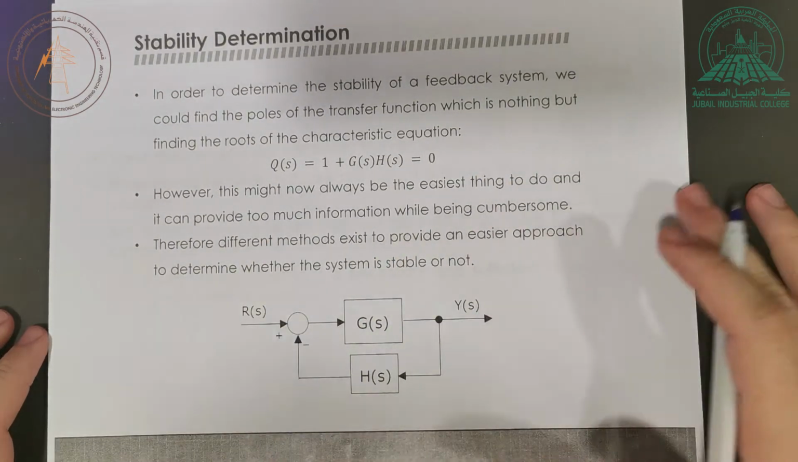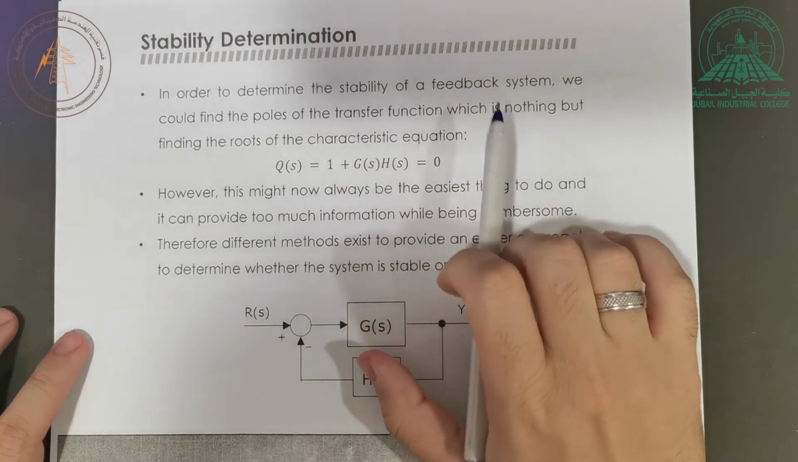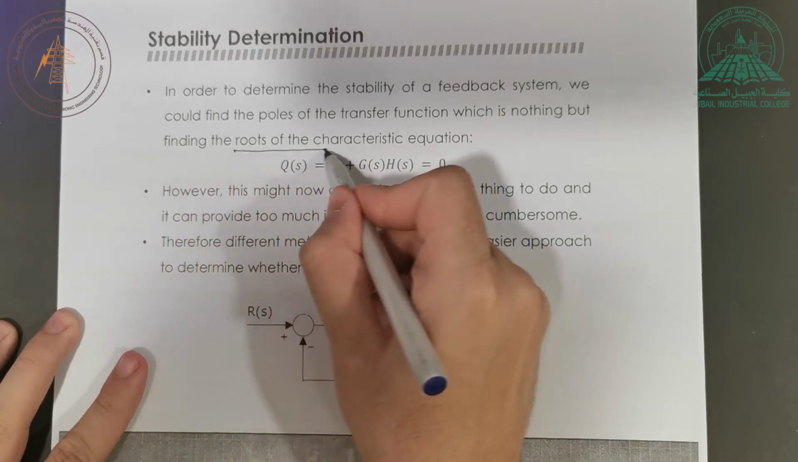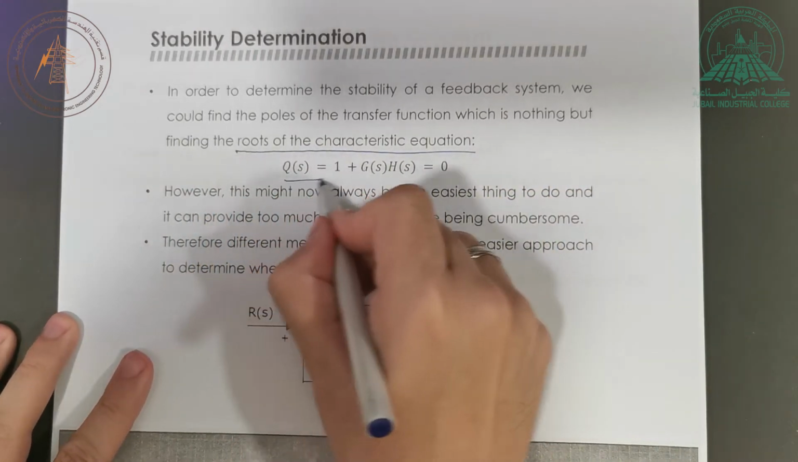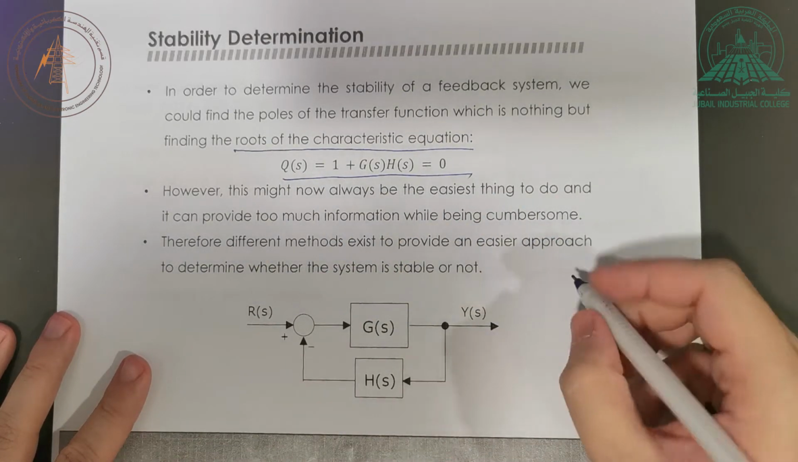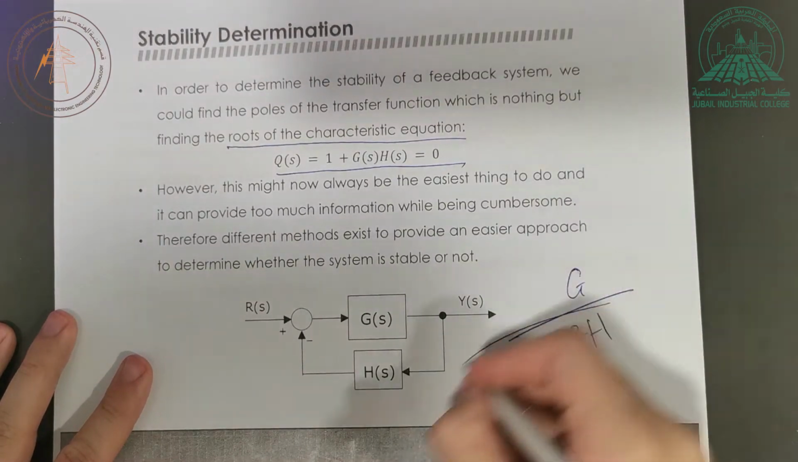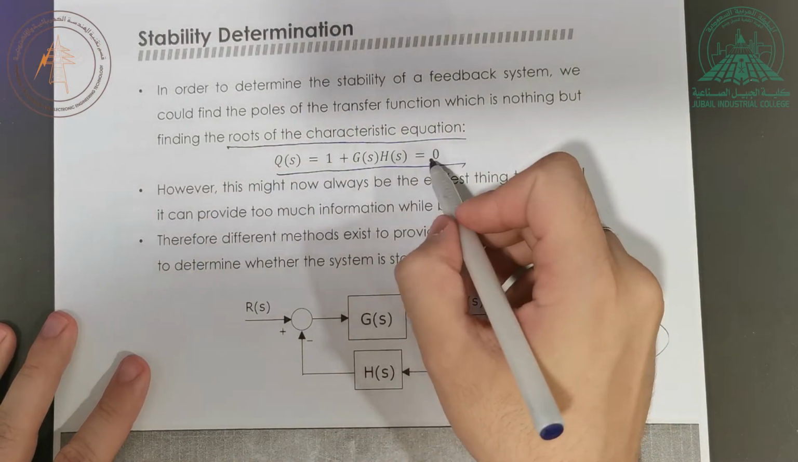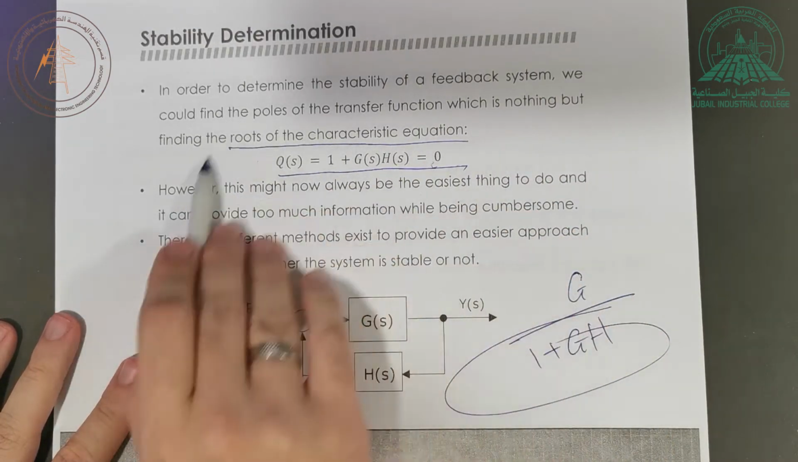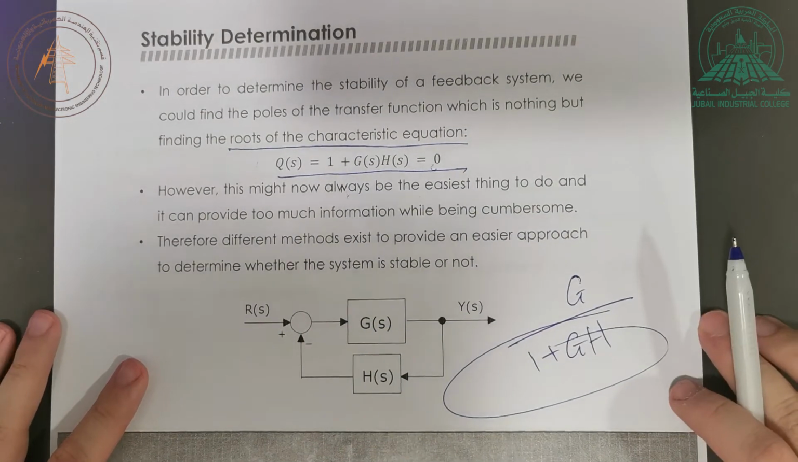So you can see from the previous slide that to determine the stability of the feedback control system, we're all interested in the roots of the characteristic equation. This is the denominator. So if I have a system like that, what is the transfer function? The transfer function is G over 1 plus GH. So I'm only interested in this, equal to 0 of course, because it's an equation, right? This will tell me about the stability. I don't care about the numerator. I only care about the denominator.